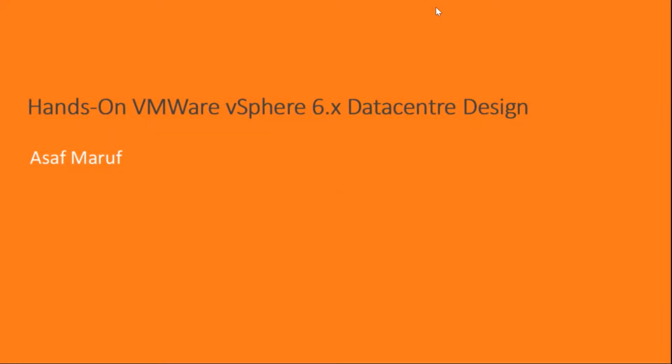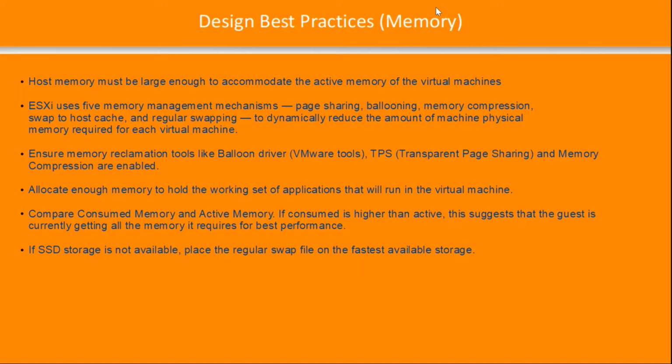Section 7, Video 2. In this video, we will review design best practices for memory. Host memory must be large enough to accommodate all the active memory of all the VMs that are deployed on that host. ESXi uses 5 memory management techniques or mechanisms like page sharing, ballooning, memory compression, swap to host cache, and regular swapping. These dynamically reduce the amount of machine physical memory that is required for each virtual machine.